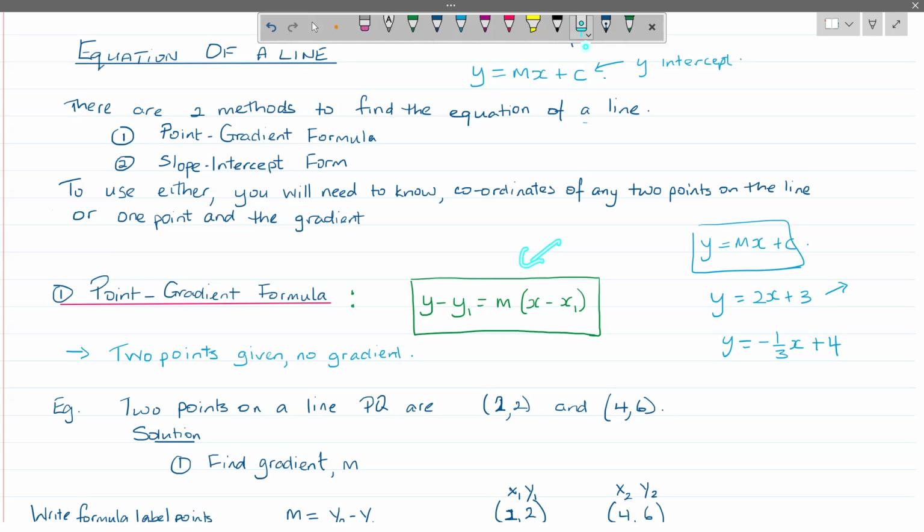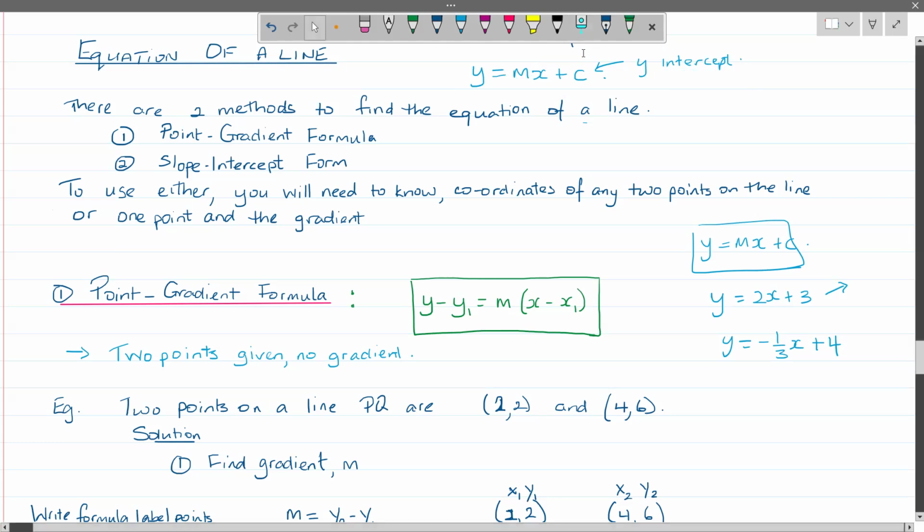This is my point gradient formula. And this one that I wrote at the top here is called the slope-intercept formula. That's why I told you about this y-intercept here. It's about the gradient, which is the slope, and the c, which is the y-intercept. We're going to talk about the point gradient formula.